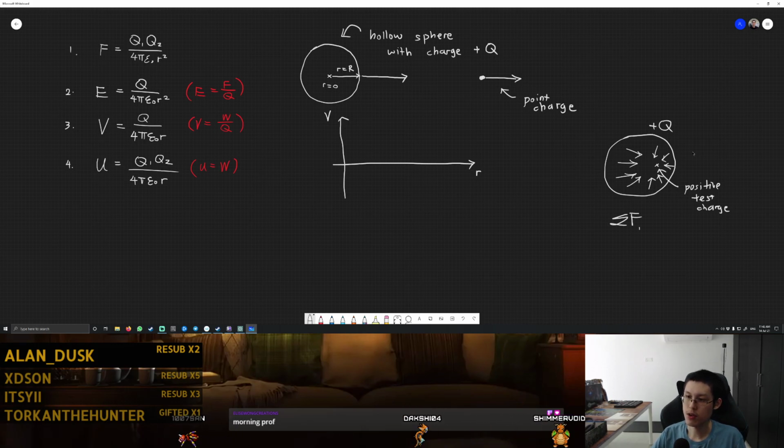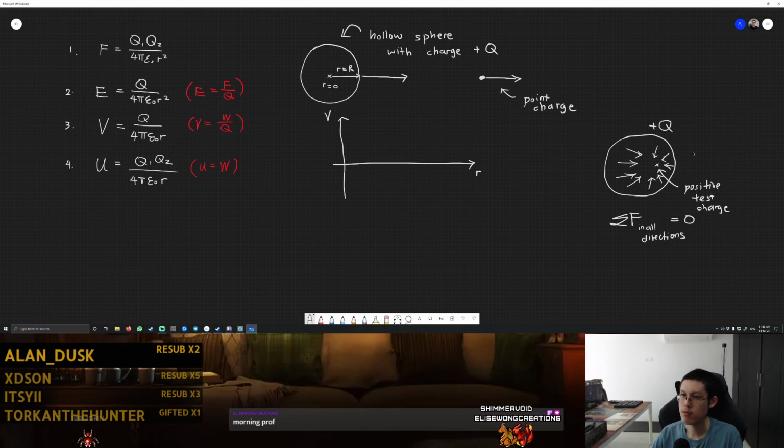So the resultant force in all directions is going to be 0. You don't have to know how to do the integral. If you're doing engineering or physics, you learn how to do that in university, but it is not in your syllabus. You don't have to know exactly how to calculate this, but suffice to say, the resultant force is 0.